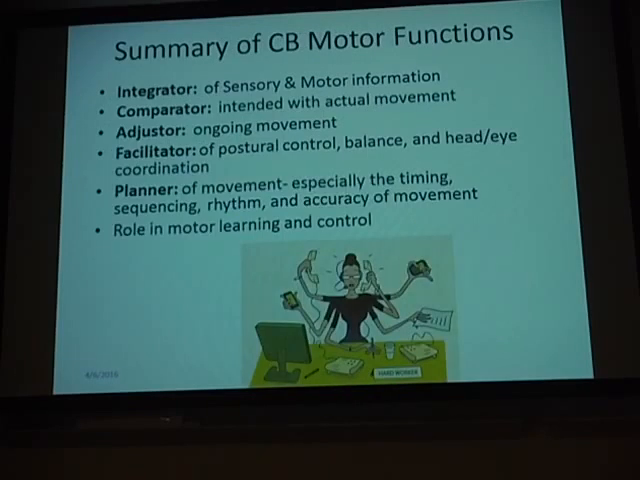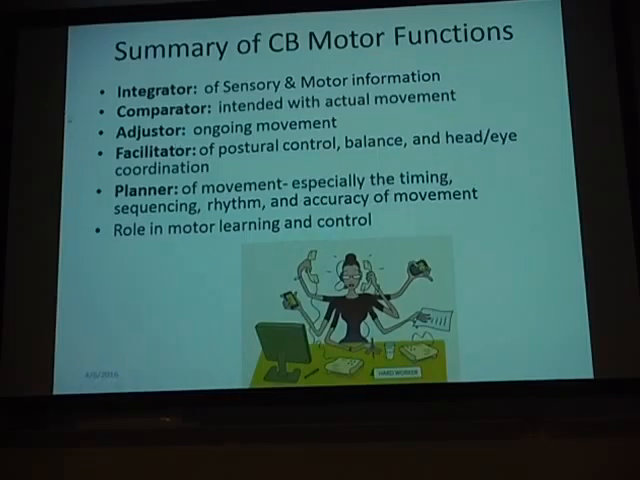Okay, so summary of the cerebellum, its functions. We're kind of going back to big picture now. It is an integrator of sensory and motor information. It's getting a ton of information from a lot of places, and it puts it all together and makes sense of it. It compares our intended movement with what actually happened. It adjusts ongoing movement, including our postural control.